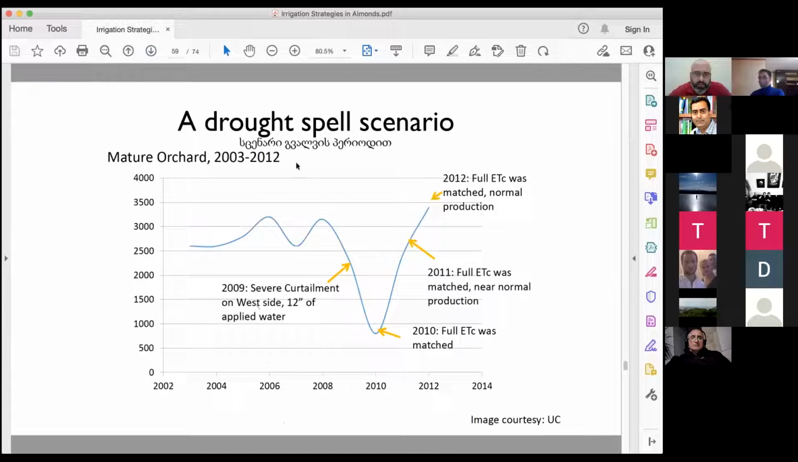This is a drought spell scenario. Again, I think I presented this slide last year. So in this scenario, we had a severe drought. So in this orchard, water was completely cut off. Not completely cut off. I think it was only like 25% of the total, less than 25% of the total water demand throughout the season. So the yield really dropped next year because of poor bud set. And it took the orchard 2 years to come back to normal.